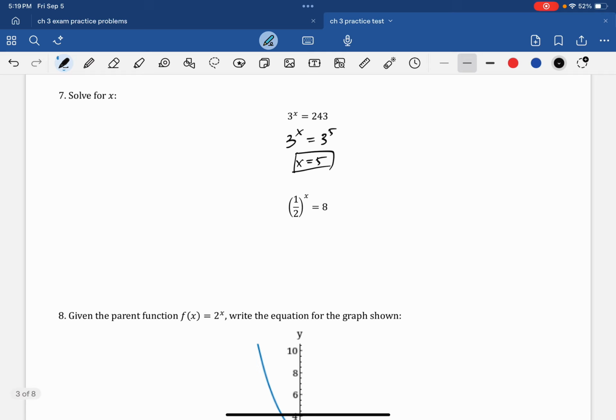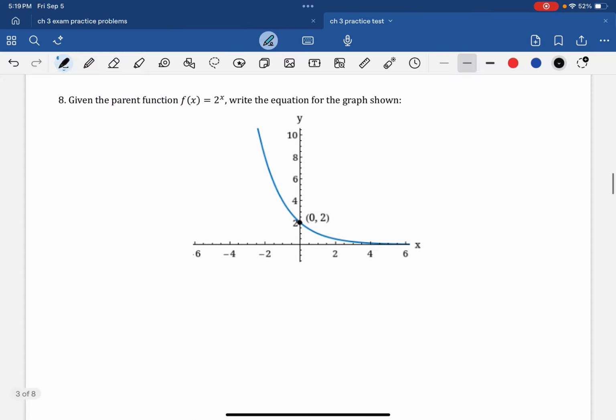Okay, next one. 1/2 to the power of x is equal to 8. We can write both sides as powers of 2. The left side is 2 to the negative 1 to the power of x, which is 2 to the negative x, and the right side is 2 cubed. So x equals negative 3.